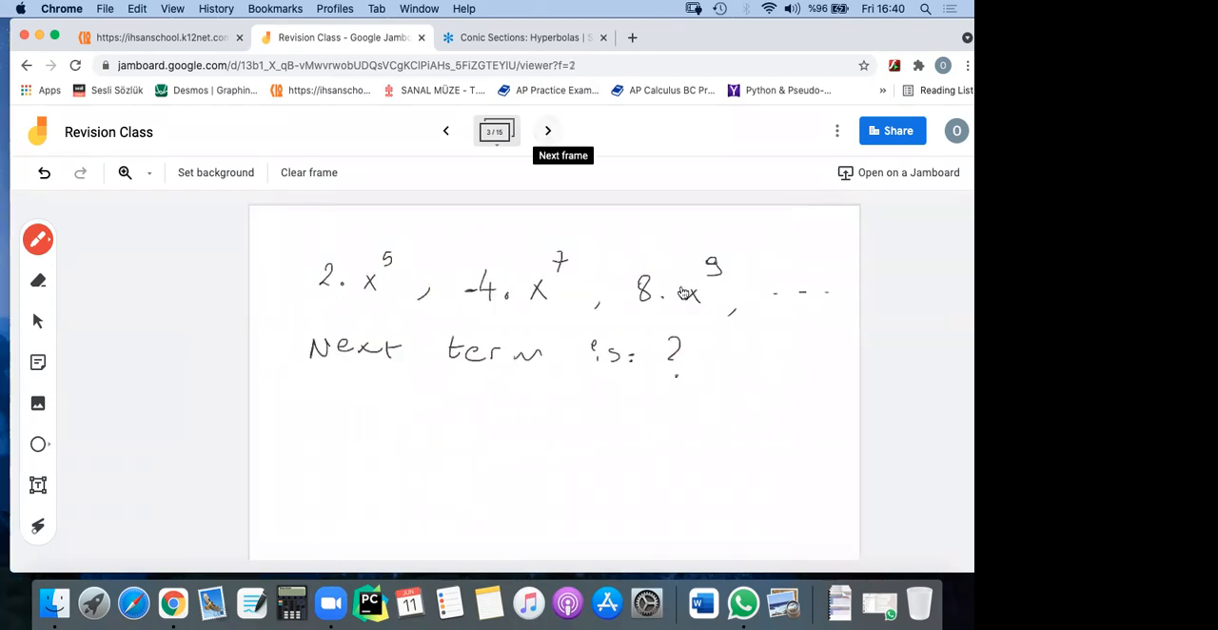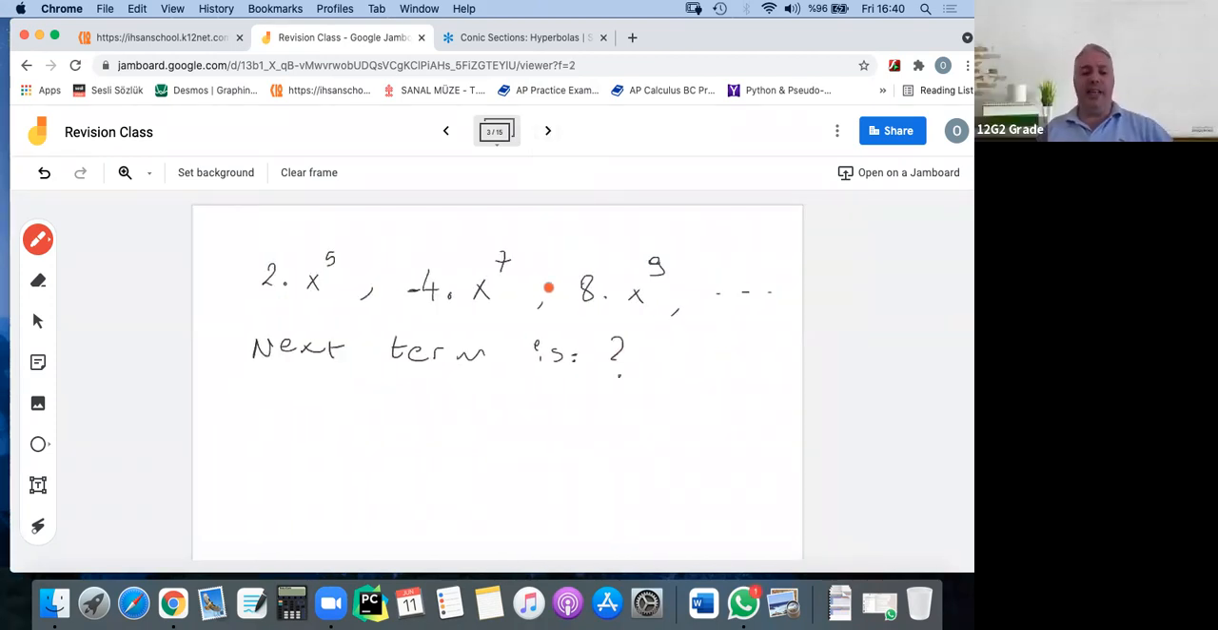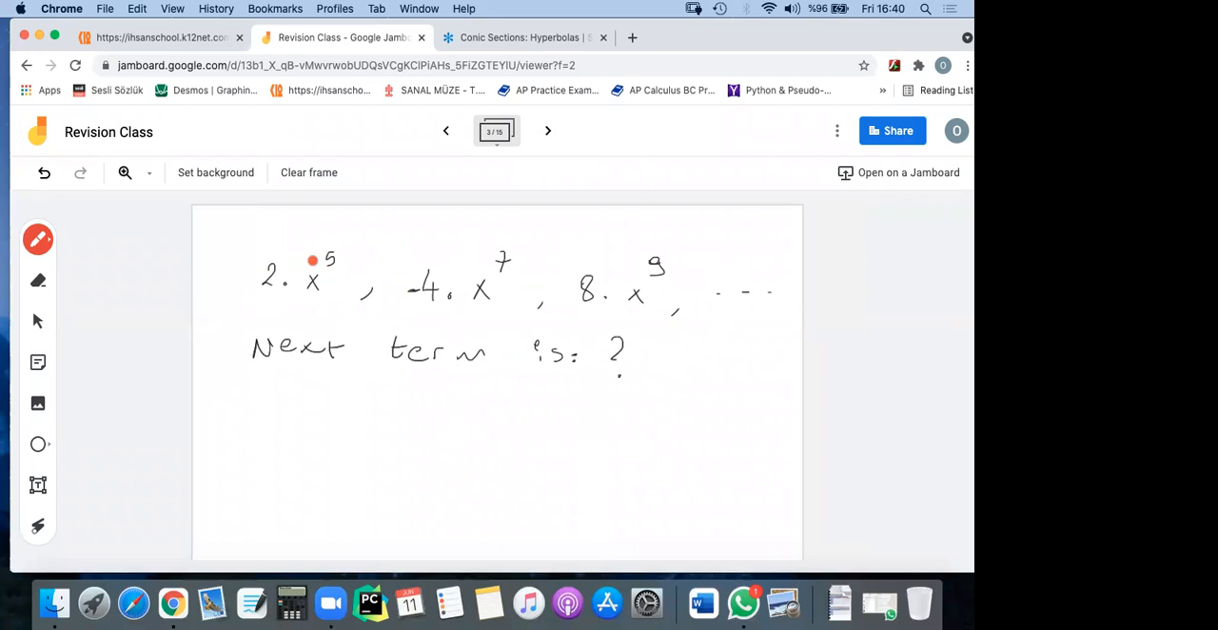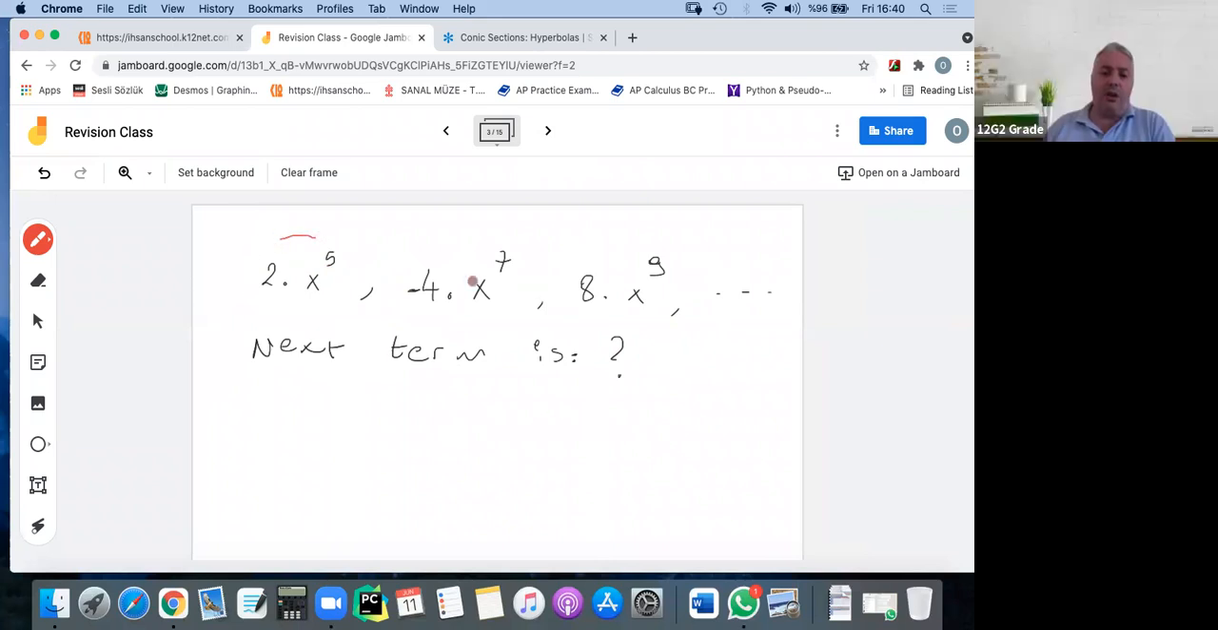Okay. Now, for the sequences, these are the terms. First term, second term. I couldn't write. The first term, second term. Why I cannot write 1 minute?